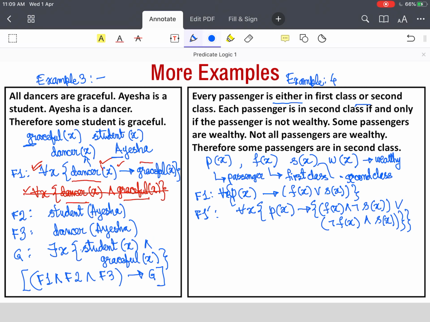So depending on the problem at hand, you will do this codification. In this case, we would be easy following this step, but this is also a possible encoding. How do we do the second one? The second one is a little tricky again because it talks of if and only if. It says each passenger is in second class if and only if it is not wealthy. So if the passenger is not wealthy, then is in the second class, and if the passenger is in the second class, then the passenger is not wealthy.